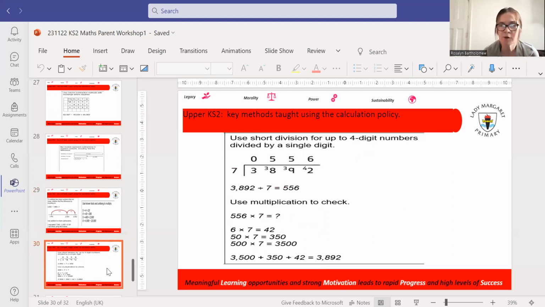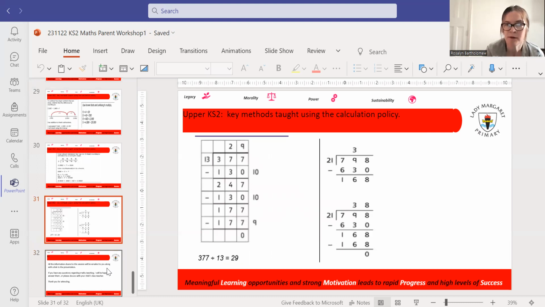I thought it might be useful to show you how we teach short division. We can use that up to 4-digit numbers. And then we also use long division too. So there are some key methods that can be taught using the calculation policy.